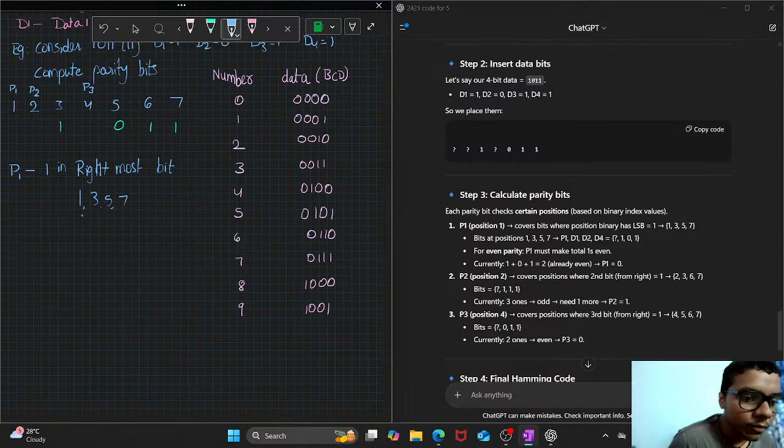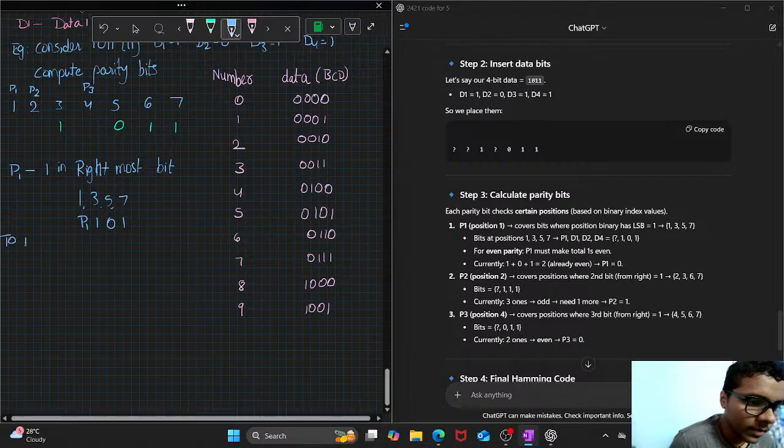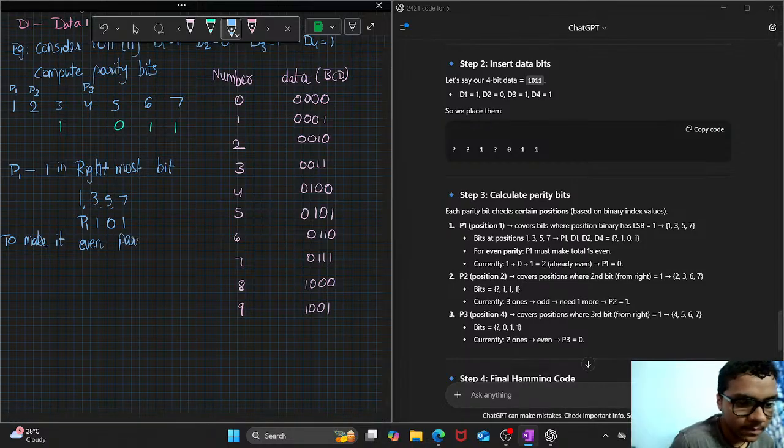So the position 1 is P1, and 3 is filled with 1, 5 is filled with 0, 7 is filled with 1. So to make it even parity, P1 is equal to 0.